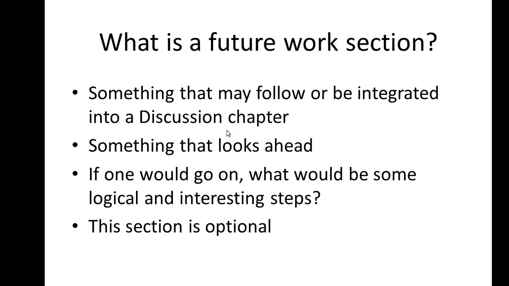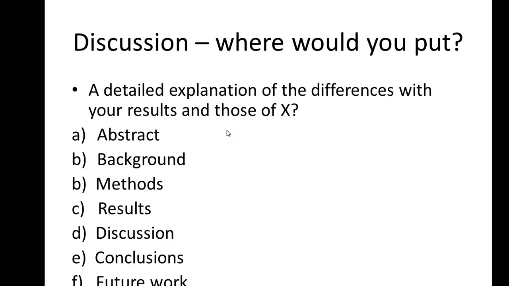So let's just end with 3 open discussion points where you can think yourself, you can vote online, and we will also discuss these things in the upcoming lectures when we meet physically. So the first question is, if you want to say something that is a detailed explanation of the differences between your results and those of some X person, where would you put that? Would you put it in the abstract, background, methods, results, discussion, conclusion, or future work? And you might want to fill in one or several.